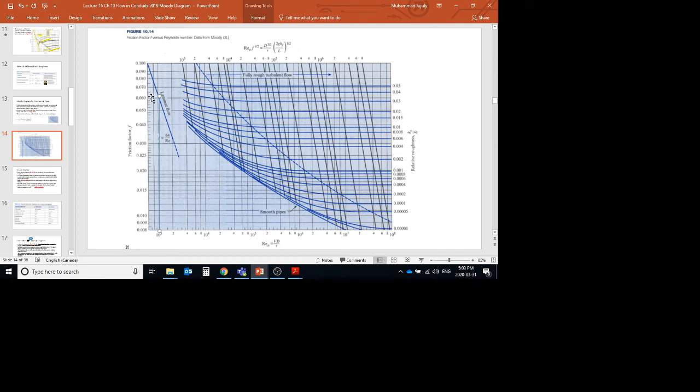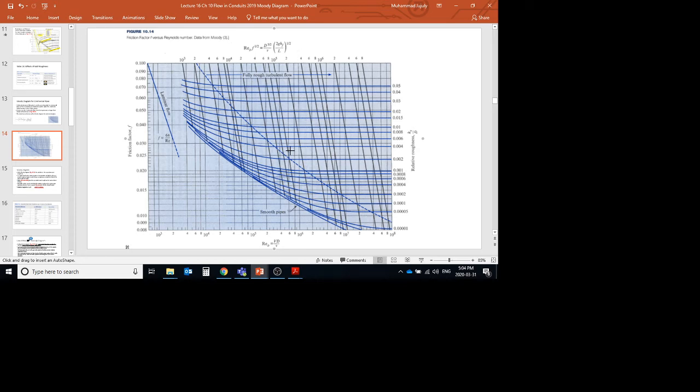Now if it says it is a turbulent flow, then what will we do? For instance, your Reynolds number is given as 6 times 10 to the power 5, like here. Let's try to calculate now. 6 times 10 to the power 5, here we got it, and it's saying it's turbulent flow. Now we have to calculate the friction factor.